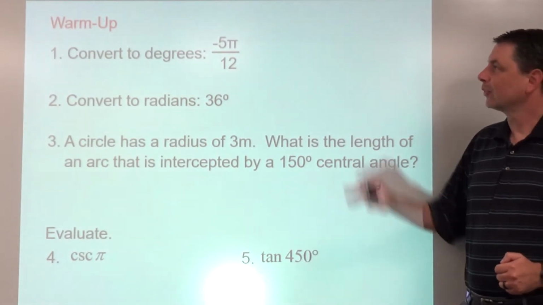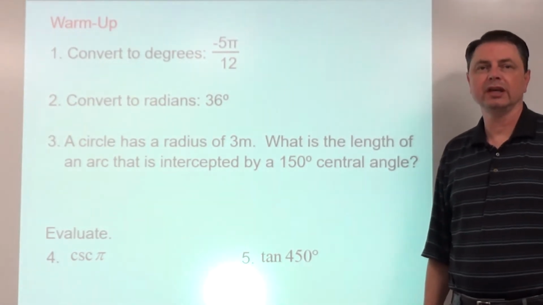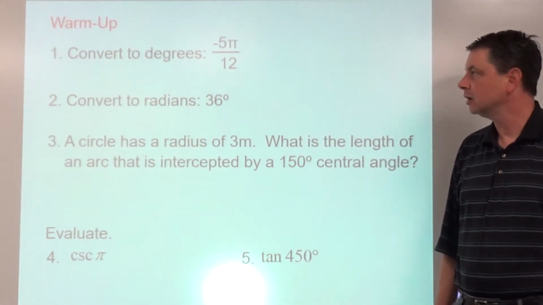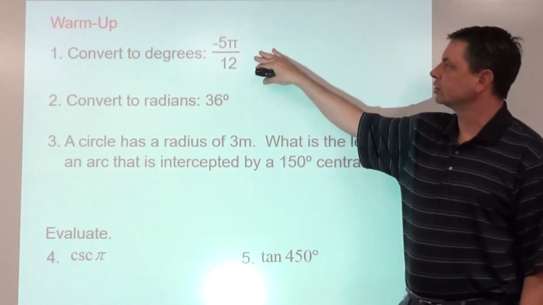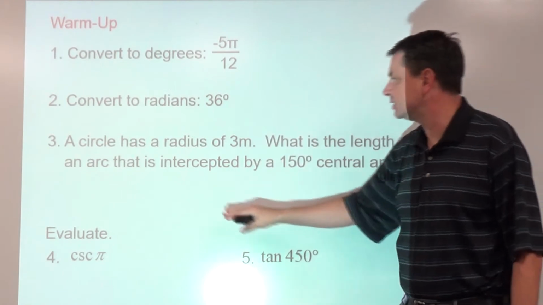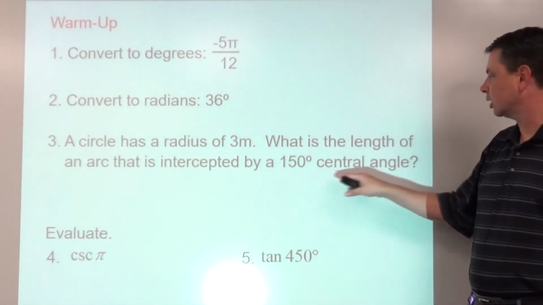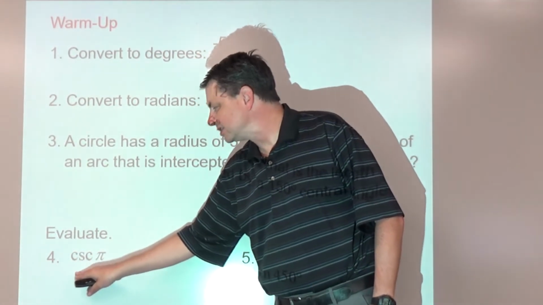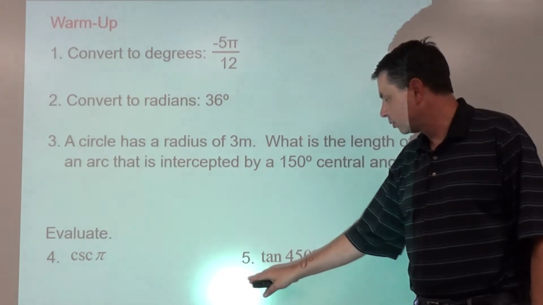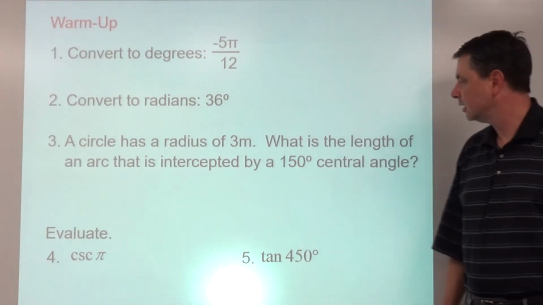Today we're going to talk about right triangle trigonometry as well as trig functions of any angle. Prior to that, we have a warm-up reviewing some of the stuff that we've been doing in our trigonometry chapter. Go ahead and pause the video here, where we're looking to convert to degrees, convert to radians, given part of a circle, the length of the arc that is intercepted. Number 4, evaluate cosecant of pi. And number 5, the tangent of 450 degrees.